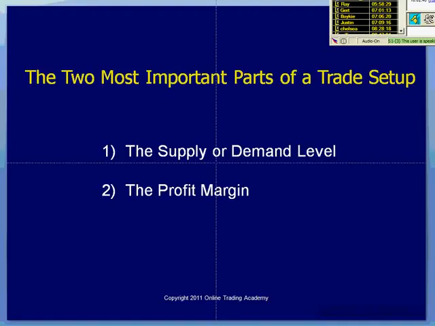All right, so you should be able to see the screen. I want to make this very structured and keep it real simple. So the challenge today is to just keep it this simple. As you look at the screen here, I have really the two most important parts of a trade setup. Number one, the quality of the supply and demand level itself, and then the profit margin.